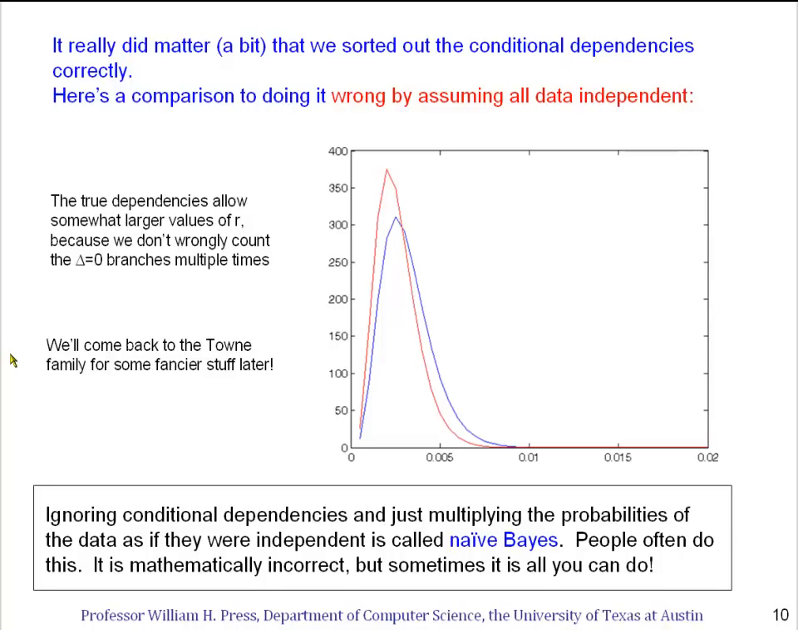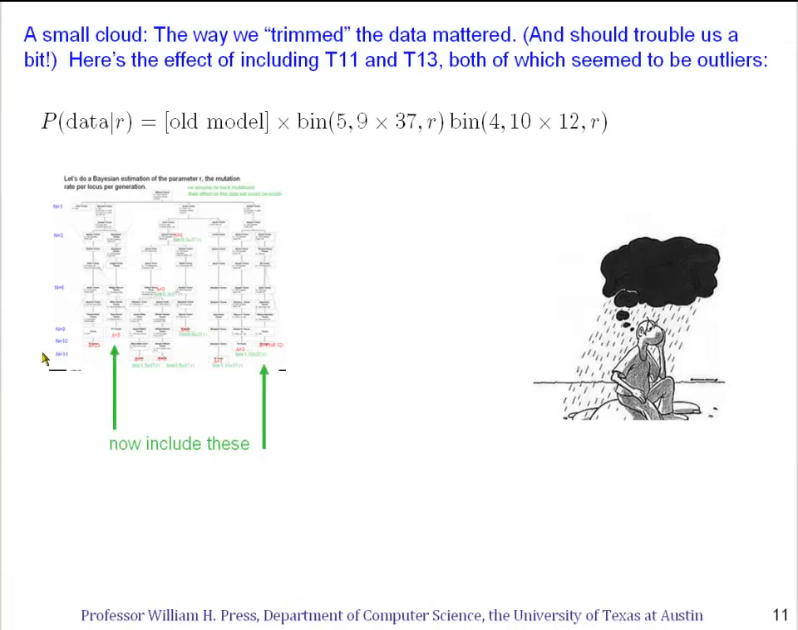The reason is sometimes you just can't figure out how to disentangle the dependencies in the data. You just don't know enough about the experiment to know what they are. So it's mathematically incorrect, but it's sometimes all you can do, and it might be better than doing nothing. We didn't do that. We did real Bayes, unraveling the dependencies, but we did make one cheat. You'll recall we did delete 3 of the Towne's family from our model.